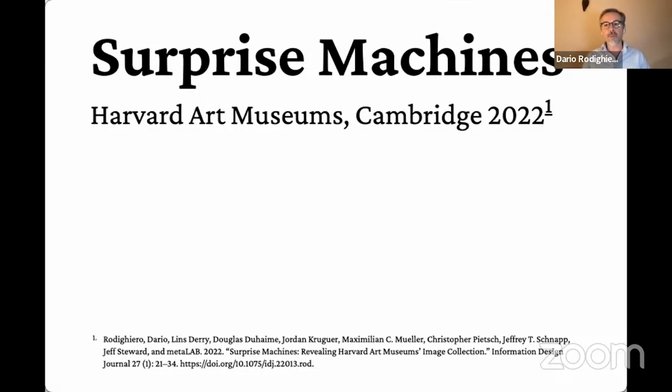Very last project that was presented last year at Harvard Art Museums in Cambridge. It's called Surprise Machines, and it's inspired by the work of Alan Turing and his famous paper about artificial intelligence. So the point of the argument of Turing was very simple. Turing was saying that machines can surprise humans. So the idea to create a surprise machine is to create a surprise for the visitors.